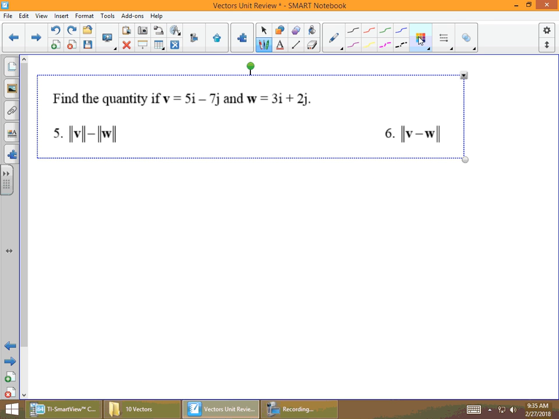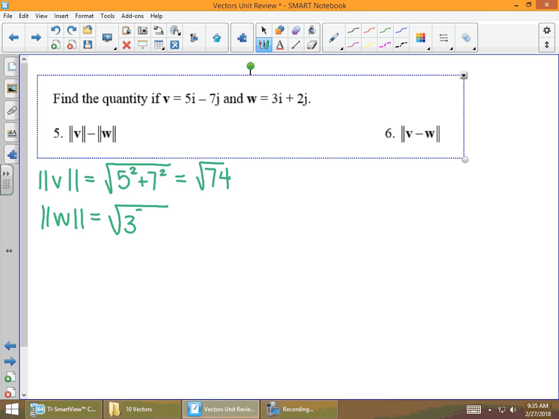So this first problem, number 5, we're finding each magnitude and then subtracting. So I'm going to find the magnitude of v first. I'm going to do 5 squared plus 7 squared and take the square root. Five squared plus 7 squared is square root of 74. And magnitude of w, so 3 squared plus 2 squared, so 9 plus 4.